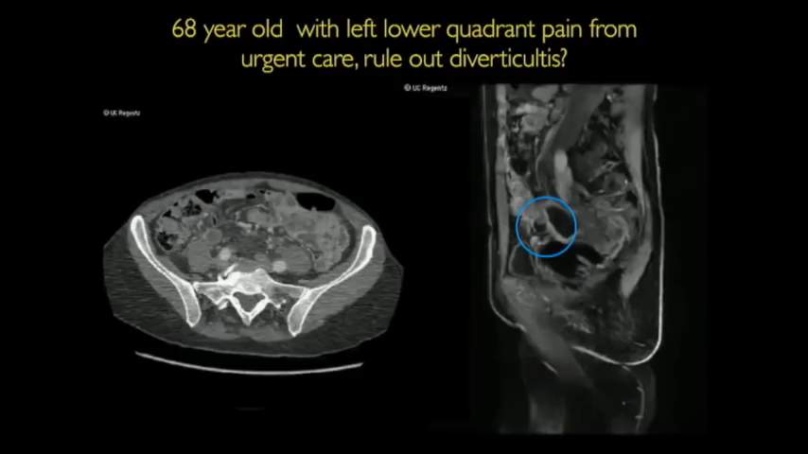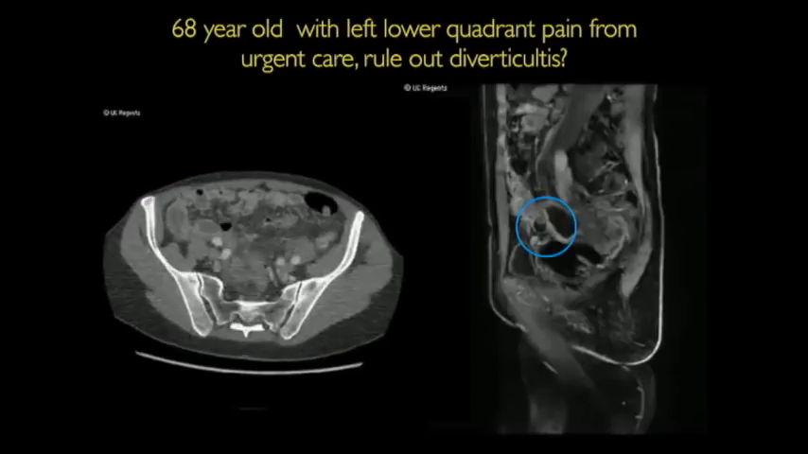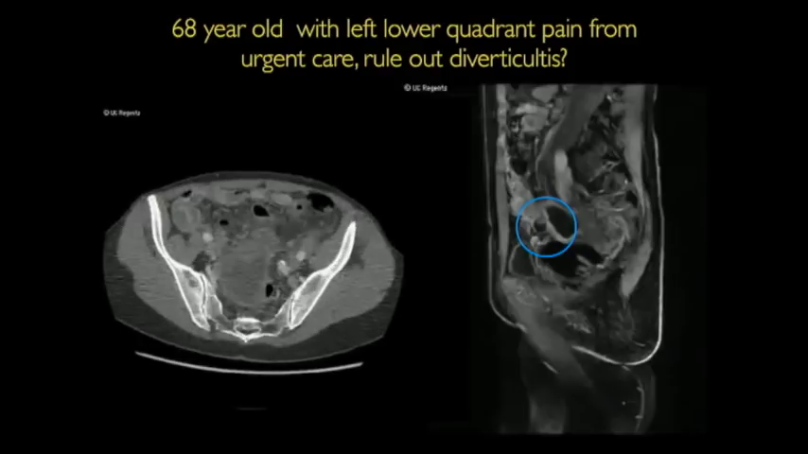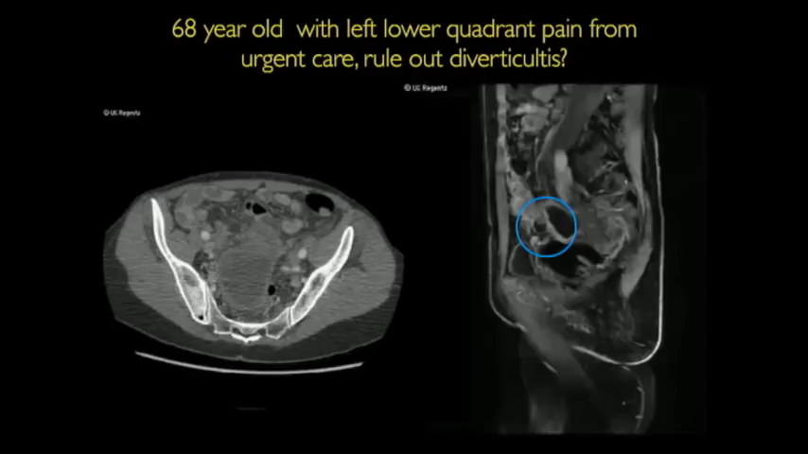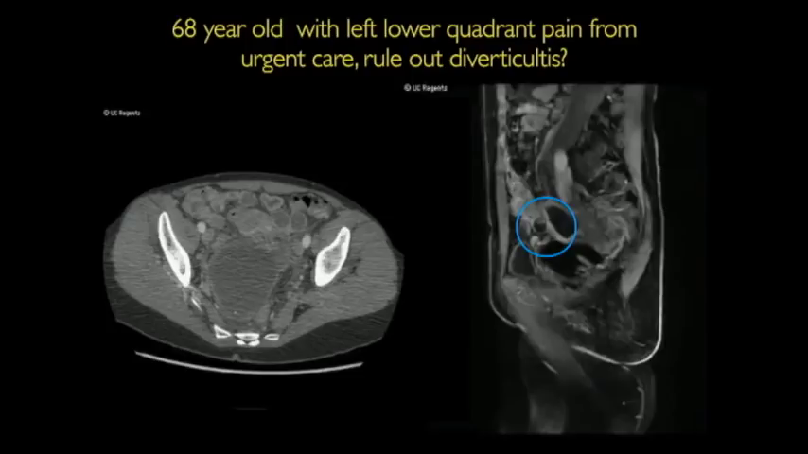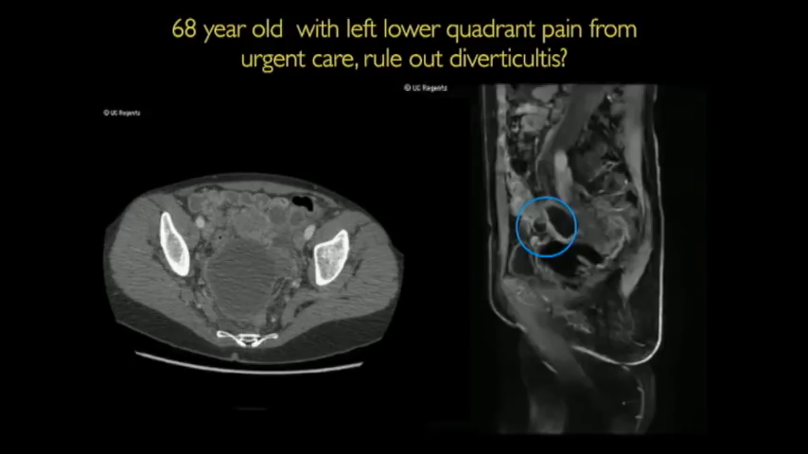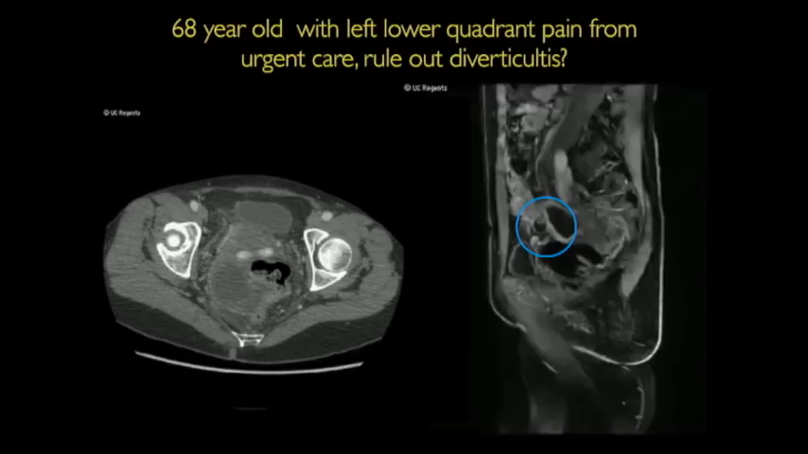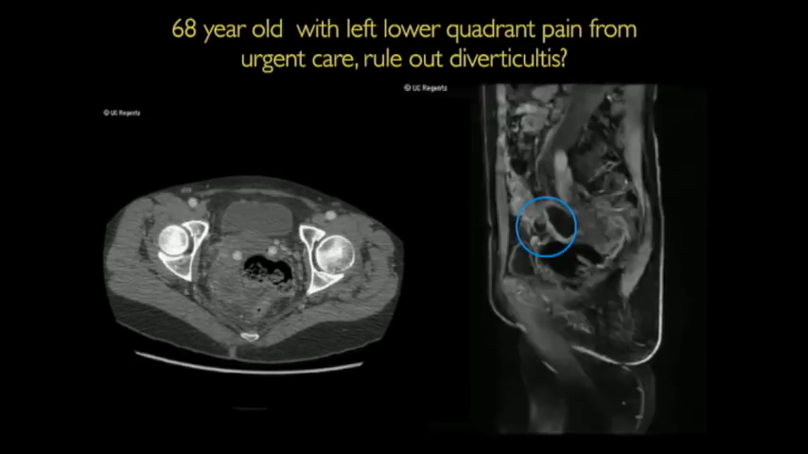And the very last case here is a 68-year-old with left lower quadrant pain from urgent care, a 5 o'clock case. I think the CT is running a little bit slow, but you can see there's a very large, complex cystic process in the left pelvis. Now, in this case, we immediately went to the MRI, and we could see the twisted vascular pedicle. She had a twisted benign ovarian cyst. And why did we go straight to MRI? Just because of the size of the lesion.